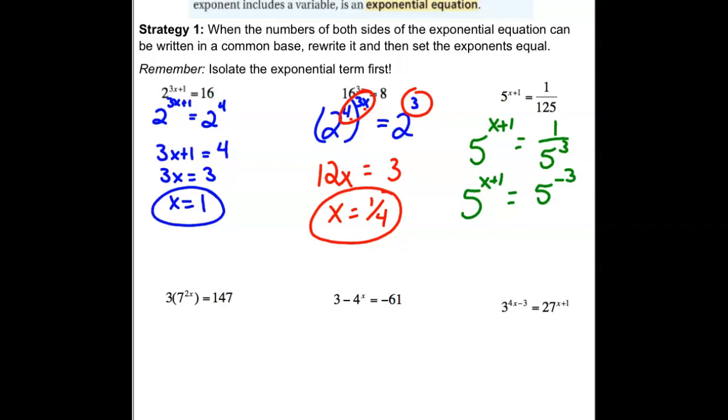Now we have a common base, so we set our powers equal. So x plus 1 has to equal negative 3. If we subtract 1, x would have to be negative 4.